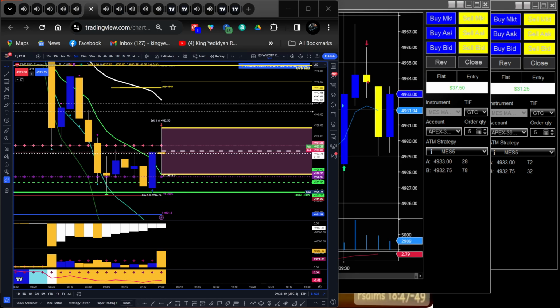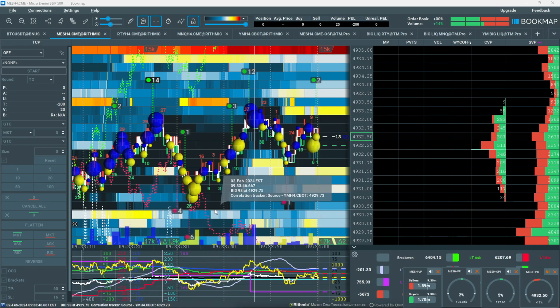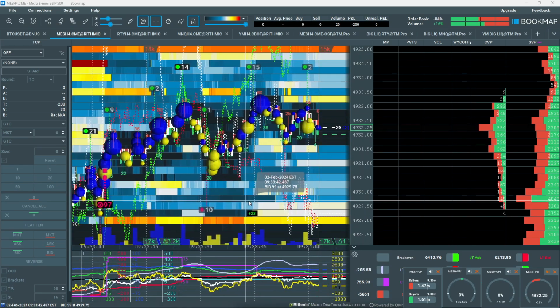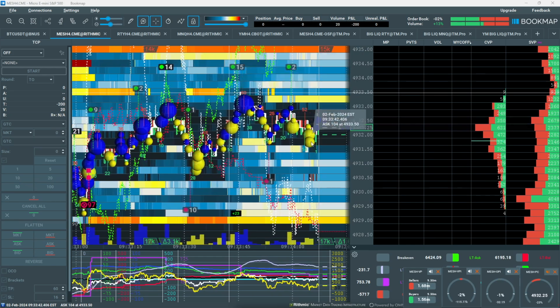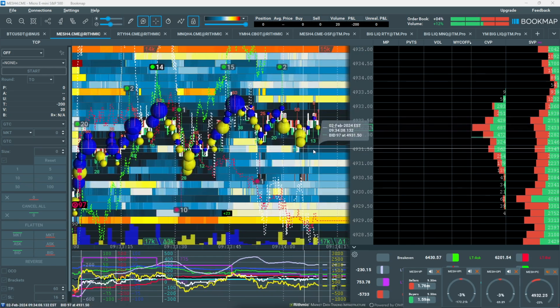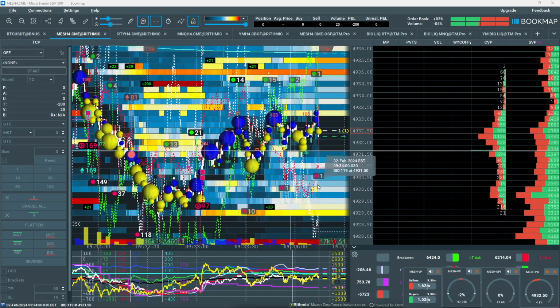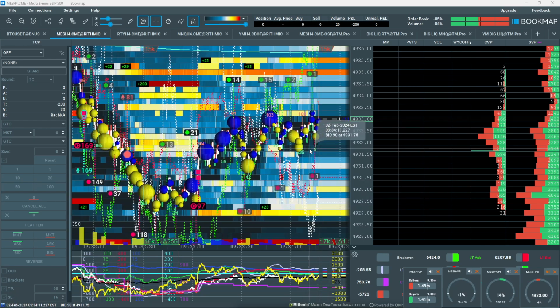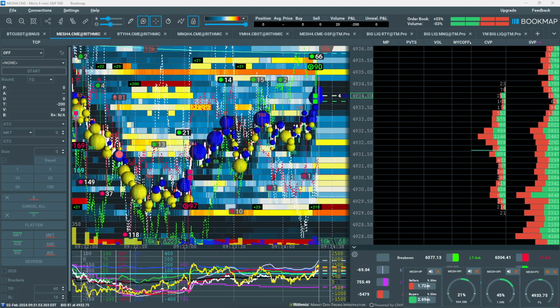Alright, so we're creating something like a higher low right here at 49.31.75. Let's see if we could hold this level here, build out some auction right there. Alright, so I'm going long right now.